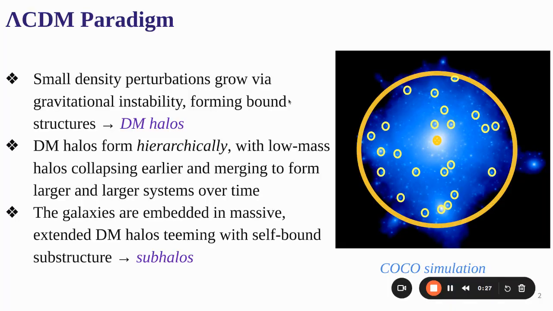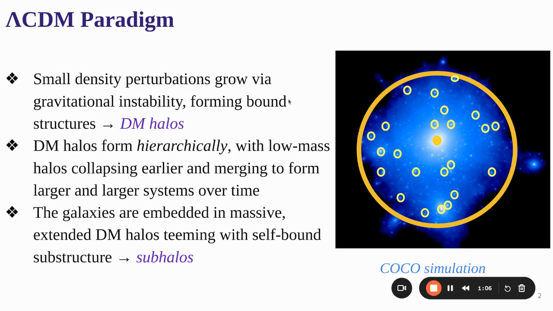To give a recap about the Lambda CDM paradigm, it predicts that small density perturbations grow because of gravitational instability and result in bigger structures like virialized dark matter halos. It also predicts that dark matter halos form hierarchically, that means small structures, low mass halos, collapse earlier and merge to form larger systems over time. It also predicts that galaxies are embedded in massive halos.